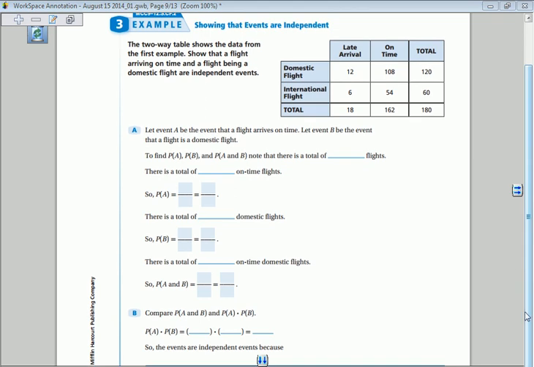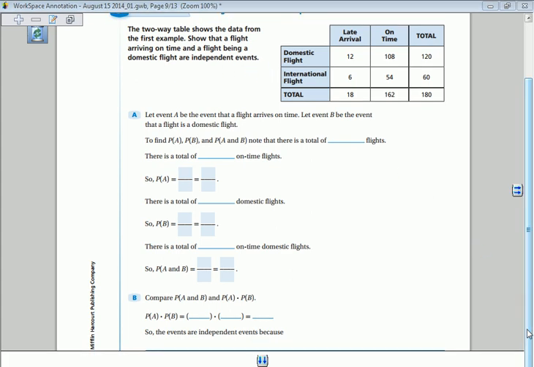Okay, so now we're on to example 3. And we have the same type of information. It's flights on time, flights late. And this time, what are we looking at? Show that a flight arriving on time and a flight being a domestic flight are independent. Okay, let's see what you can do with this and see what you come up with.